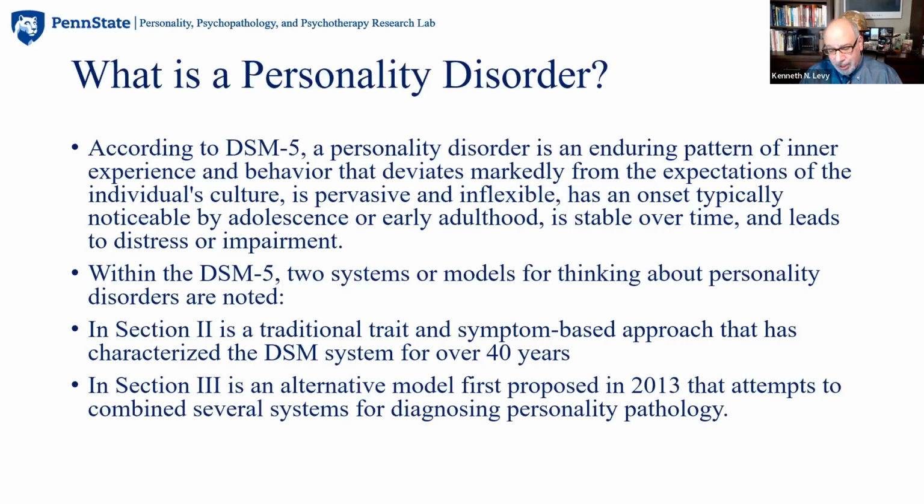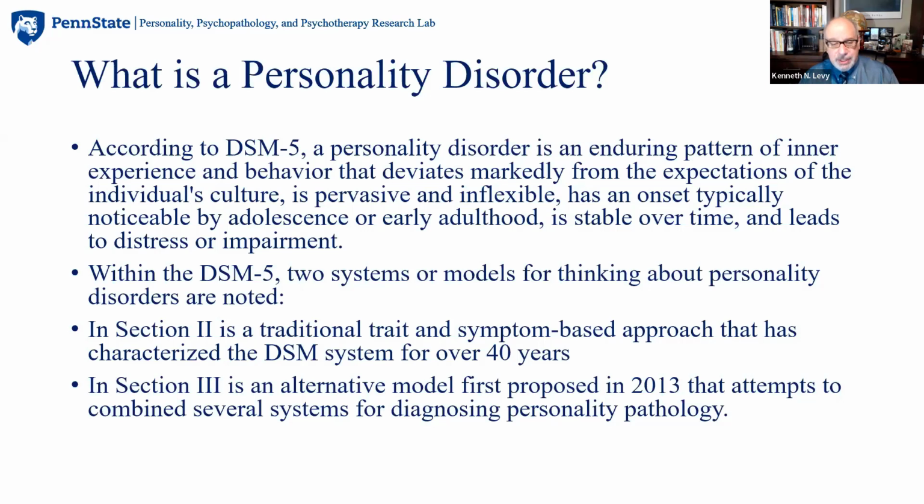But essentially, according to the Diagnostic and Statistical Manual, which is a diagnostic manual that we use in the United States, similar to the ICD-11, a personality disorder is an enduring pattern of inner experience and behavior that deviates markedly from the expectations of an individual's culture. It's pervasive, tends to be inflexible, and is typically noticeable by adolescence or young adulthood. And it tends to be relatively stable and leads to distress or impairment, mostly within the individual, but some personality disorders actually lead to distress and impairment in others.